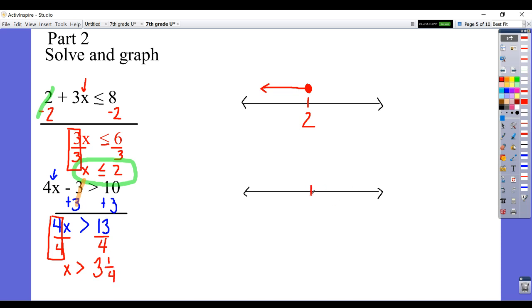And then on your number line, you're going to mark your 3 1/4 or 3.25. Values that are greater than that are going to be this way. And since it does not have an equal sign here, this is going to be an open circle. What that means is that values greater than 3 1/4 are our solution. But if it lands exactly on 3 1/4, it's not part of the solution. So we indicate that with an open circle.